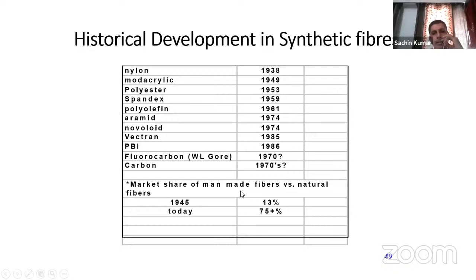You can see that in 1940 the share of synthetic fiber was hardly 30%. But today they are dominating and have totally replaced the natural fibers. Their share is around 75% plus. Conventional and regular fibers.